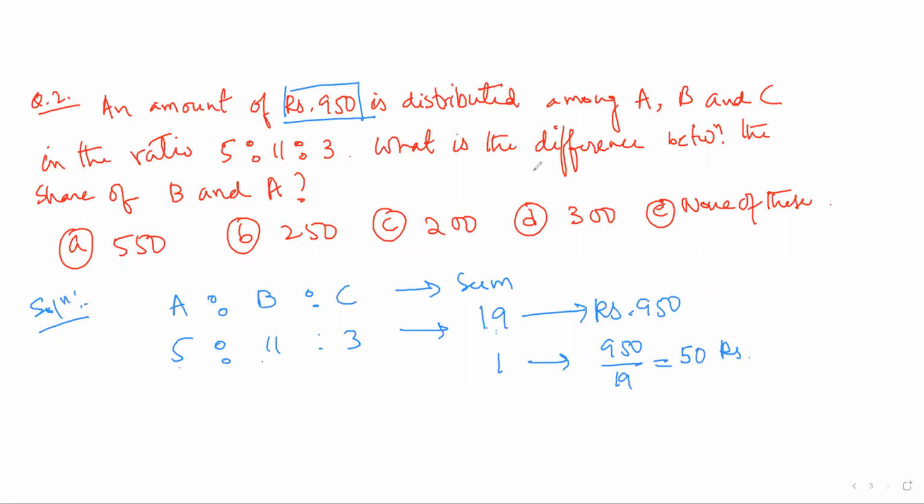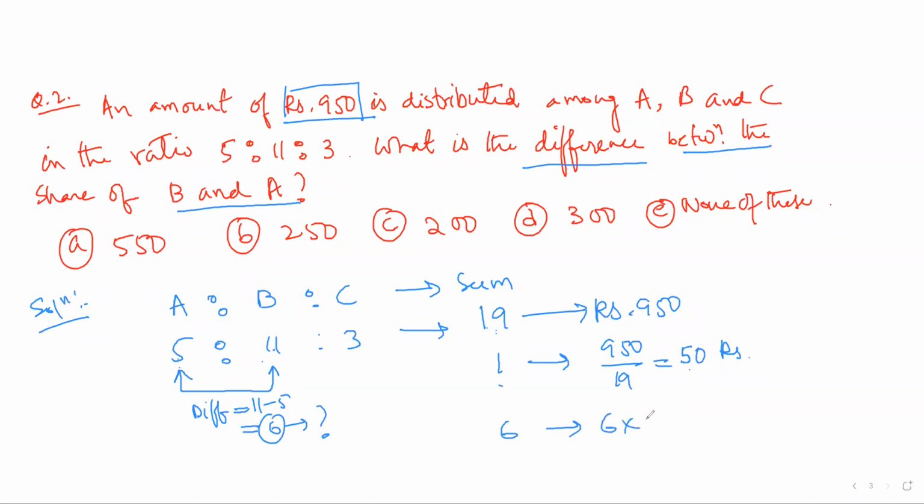Now, the question is, what is the difference between the share of B and A? What is the difference here? The difference between A and B is 11 minus 5, which is 6. So we have to find this 6. 1 is equivalent with 50, so 6 is equivalent with 300. So this is the answer.